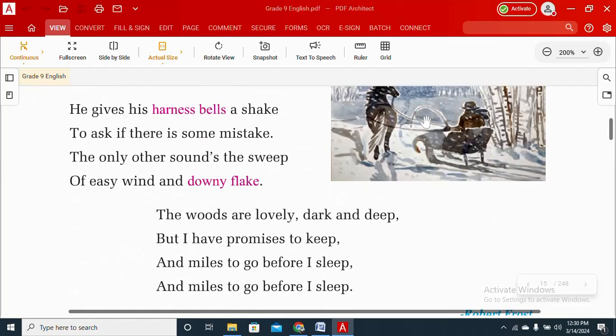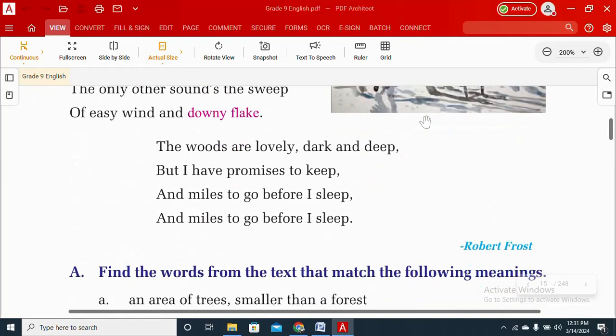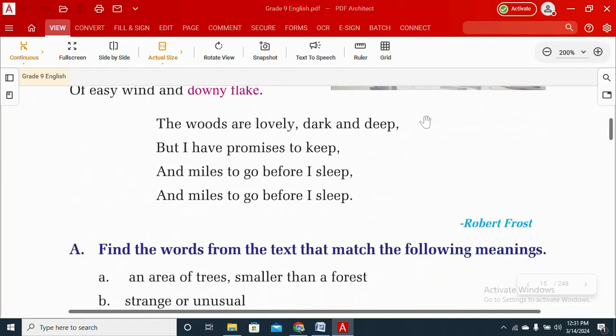They can communicate with each other by emotion, as it is unusual for him to stop by the woods in the darkness. The only other sound that the speaker can hear beyond the harness bells ringing is the sweeping noise coming from the slight wind and the softly falling snow. So let's go to the last stanza of the poem.